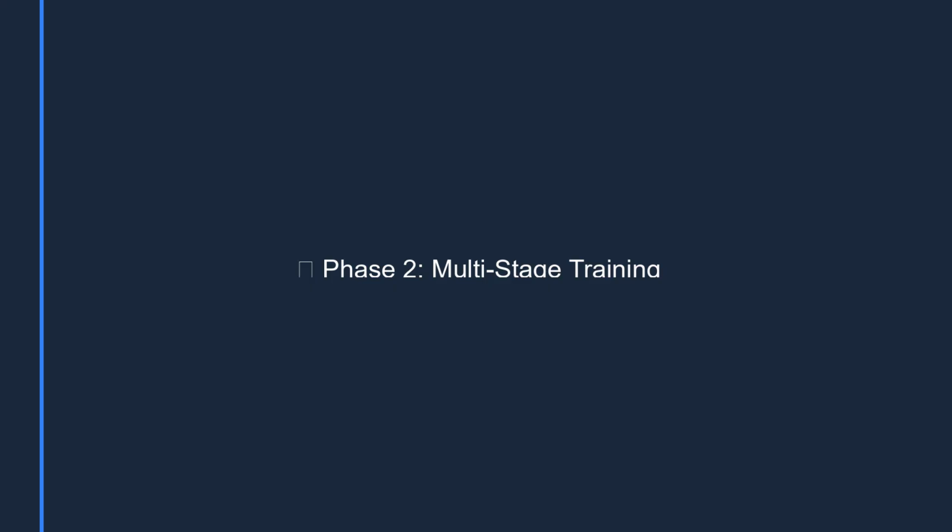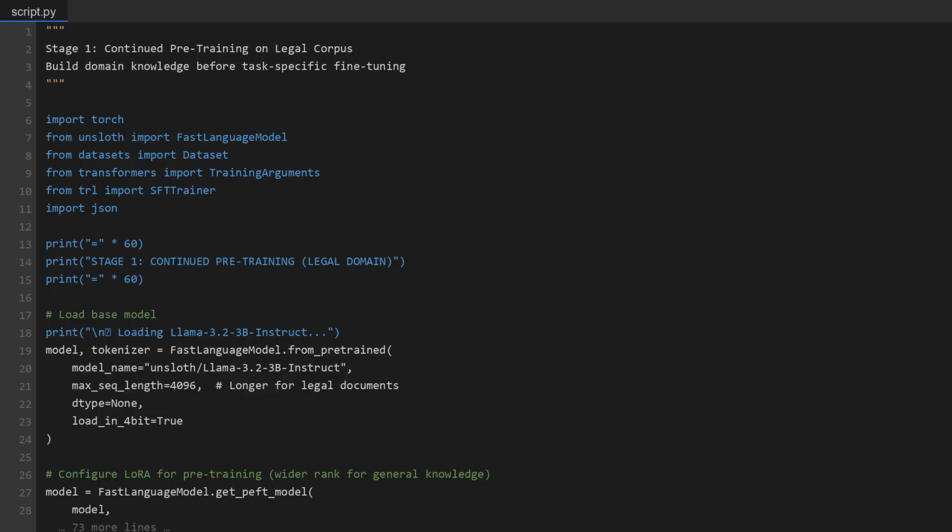Phase 2, Multi-stage training. Stage 1 is continued pre-training, and the model choice here is deliberate. We're loading Llama-3.2-3B-Instruct with a maximum sequence length tuned for long documents. Legal contracts routinely exceed what smaller context windows can handle. LoRA is configured with a higher rank than you'd use for a typical fine-tuning job because we're trying to shift the model's general knowledge base, not just adapt its output style. Gradient checkpointing is enabled to keep memory usage manageable across those long sequences.